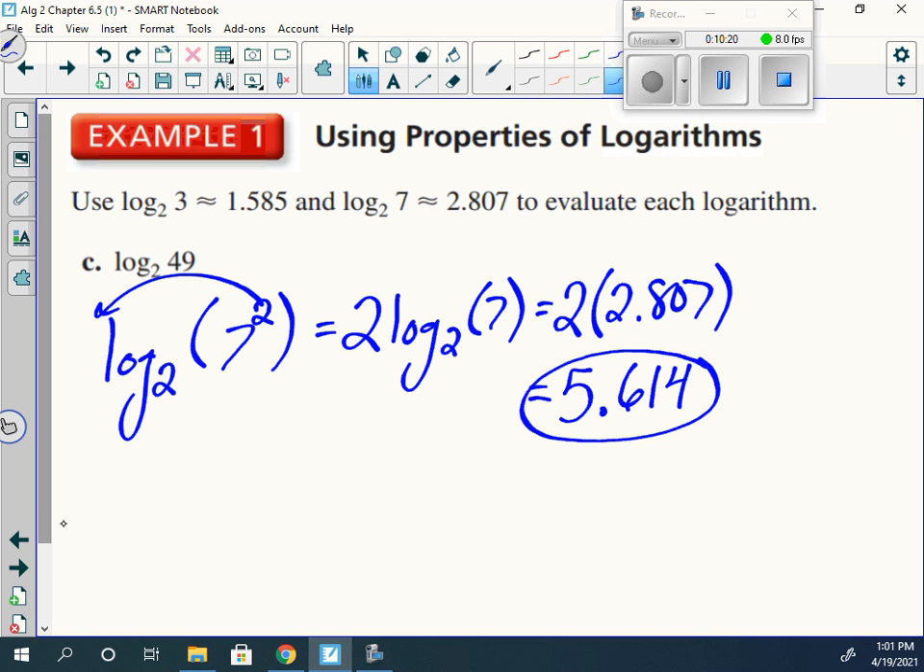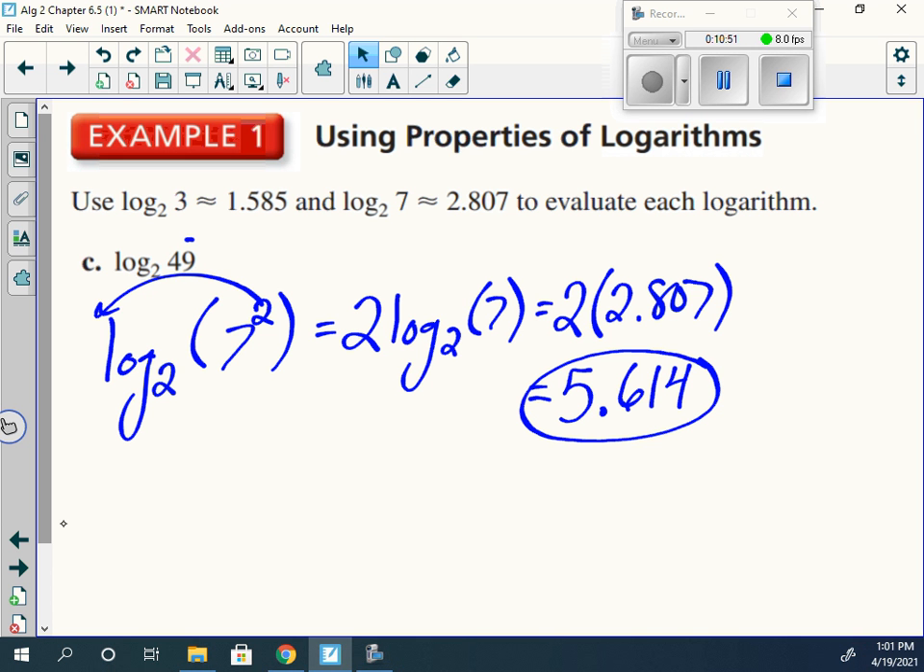So we didn't actually have to use the 3 for this here. So the log base 2 of 3, well, since 49 can be written as 7 squared, we actually don't need it. So they gave it to us. So we might not have to use both of them. We could use at least one. Or we could end up using them to find a number that's not given.